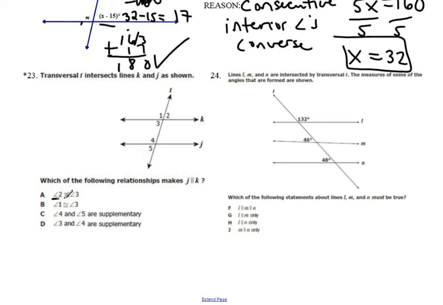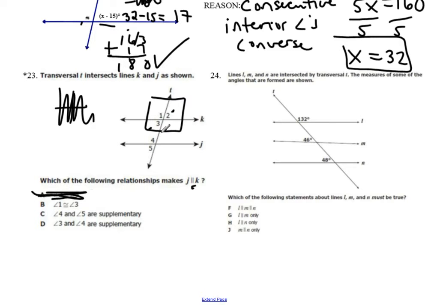Well, the first one says 2 is congruent to 3. Okay, yes, 2 is congruent to 3, but that's because they're vertical angles. And vertical angles have nothing to do with parallel lines. So vertical angles are not going to prove lines are parallel.